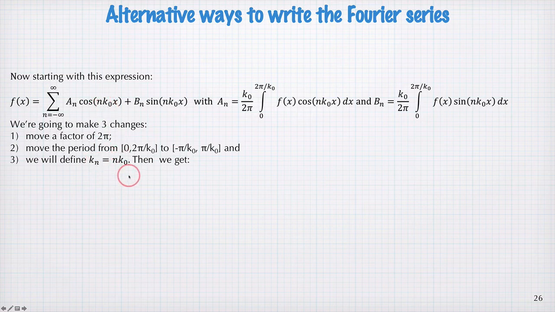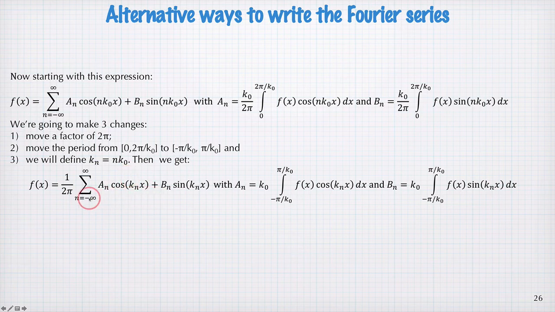Making these three changes, we can write the Fourier series like this. So here's our factor of 2 pi at the front. Our definitions of a n and b n have changed a little, and we get this expression here for the Fourier series.